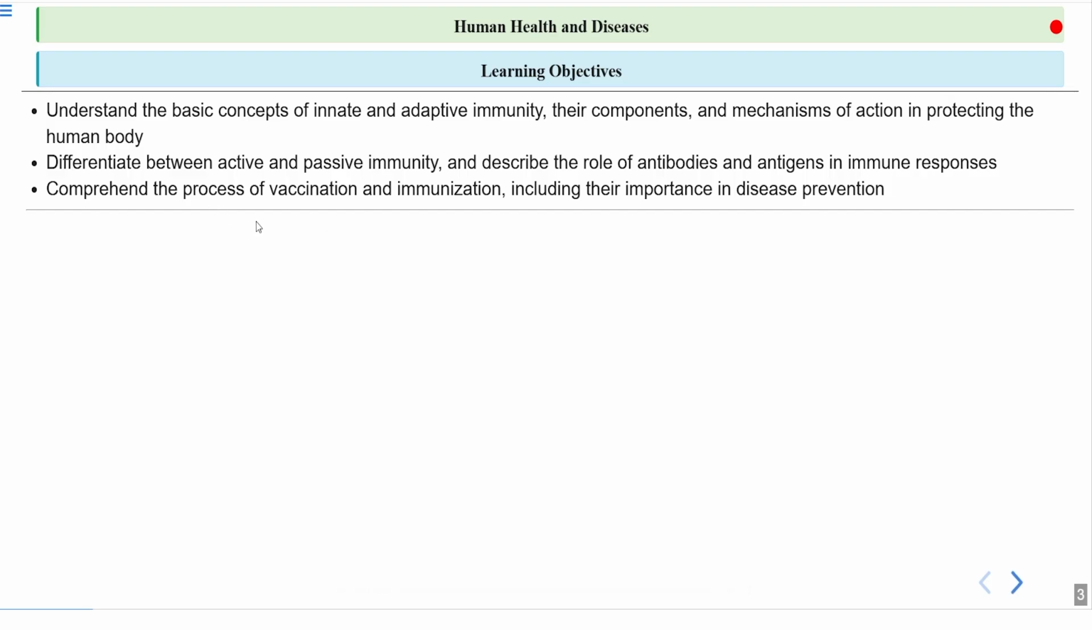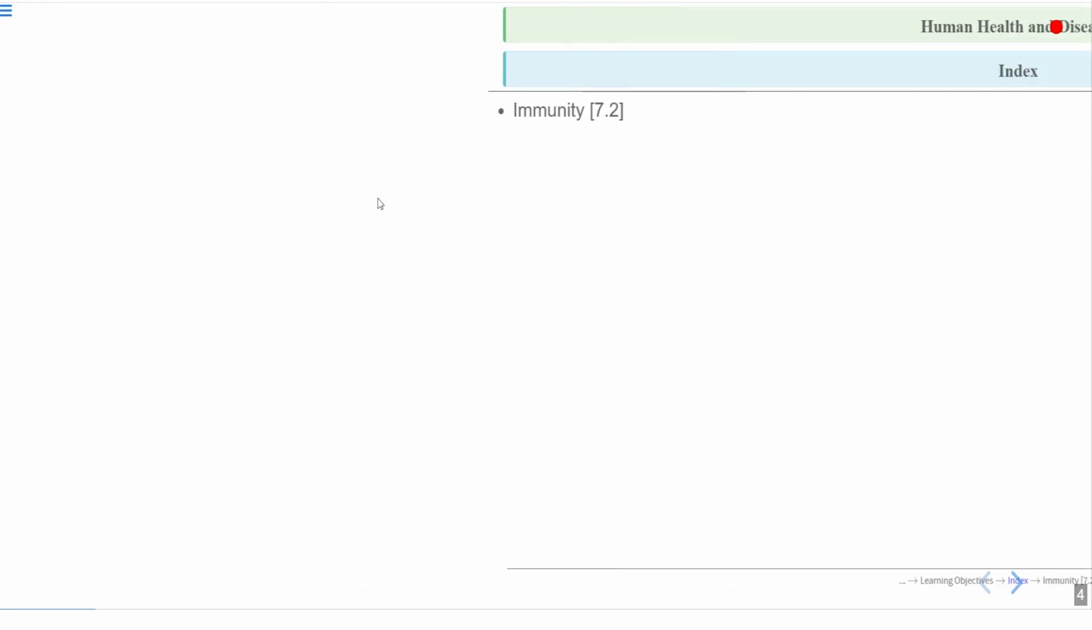We'll also understand the process of vaccination and immunization, including their importance in disease prevention. These vaccines are very important. They consist of attenuated pathogens, which are weakened pathogens. These weakened pathogens are introduced into the body, and an immune response is generated in response to them. Clear? So we'll talk about vaccination and immunization as well.